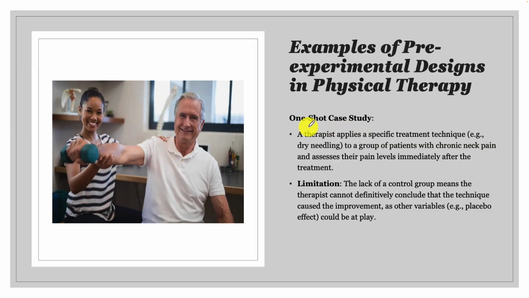Here's another example of a one-shot case study. A therapist applies a specific treatment technique. Okay, so that would be our X, right? We have a treatment. Get that X there. They were dealing with patients with chronic neck pain, and we're assessing their pain levels immediately after treatment. So what would that look like? We would have treatment, assessment. Again, lack of control means that the therapist can't conclude that the technique caused the improvement in this particular type of study.